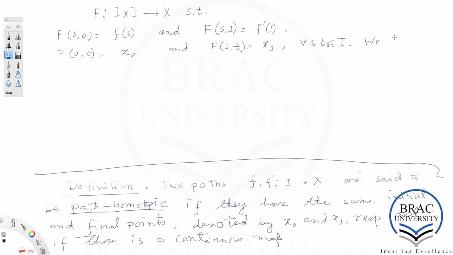We call F a path homotopy between f and f prime. That f and f prime are path homotopic is denoted by this.